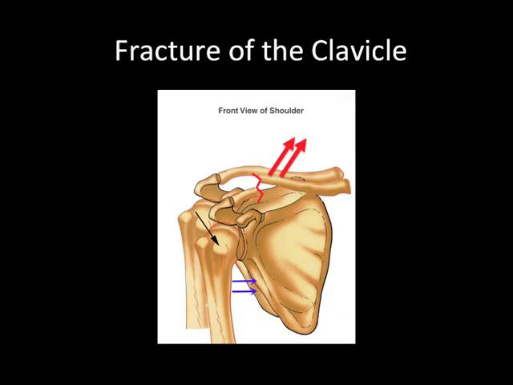At the same time, the proximal portion of the clavicle is raised by the unopposed action of the trapezius muscle, shown by the two red arrows.